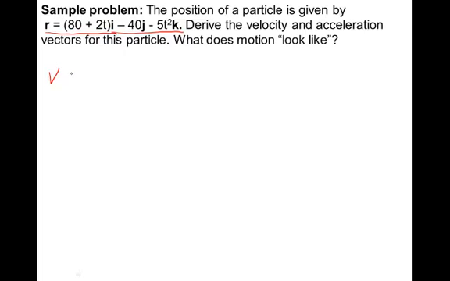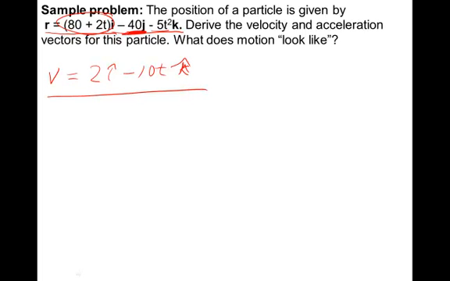So what we do is we simply take the derivative. So the derivative of 80 plus t would just simply be 2. So that would be 2 i hat. Now our j has a constant in front of it, negative 40. The derivative of a constant is just 0, so we don't get anything for j. J is just 0. And the derivative of negative 5t squared would simply be negative 10t k hat. So this would be our velocity vector.